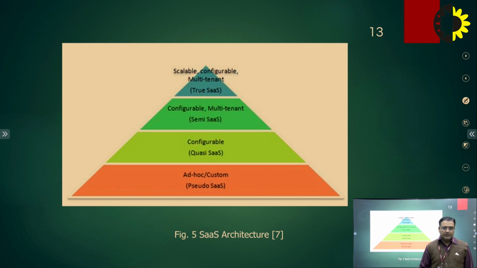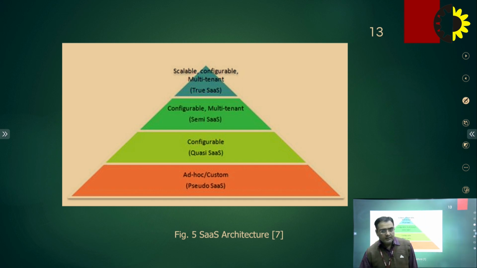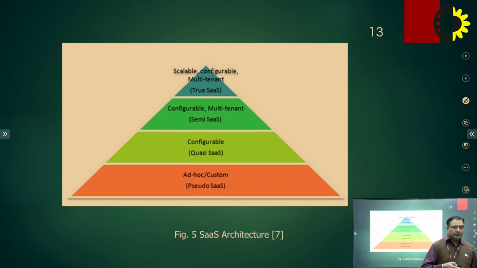It is a pyramidal overview: scalable, configurable, multi-tenant is true SaaS; configurable, multi-tenant is semi SaaS; configurable is quasi SaaS; ad hoc, custom is pseudo SaaS. SaaS means software as a service. We can categorize the applications on the basis of the number of applications and the behaviors of the SaaS. We can categorize it in the form of pseudo SaaS, quasi SaaS, semi SaaS, and true SaaS.